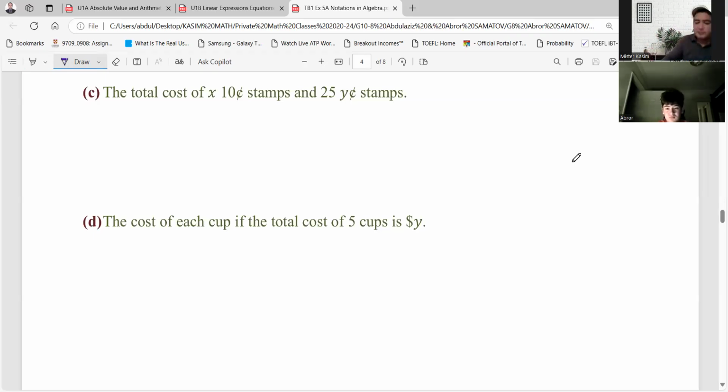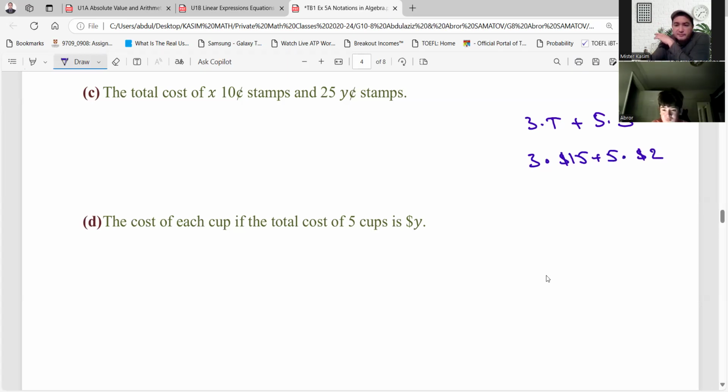So, for example, Abror, this is a very simple thing. If you go to a shopping mall, you're going to buy three t-shirts, and let's say five pairs of socks, right? For each t-shirt, you paid $15. And for each pair of socks, let's say you pay $2, right?